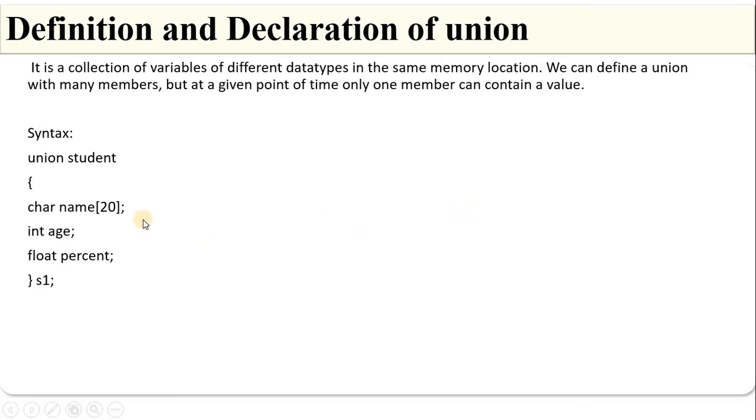The syntax is like this. You have to use union as a keyword, then the union name. This union contains name, age, and percentage, and the union variable is S1. This is how you will declare a union.